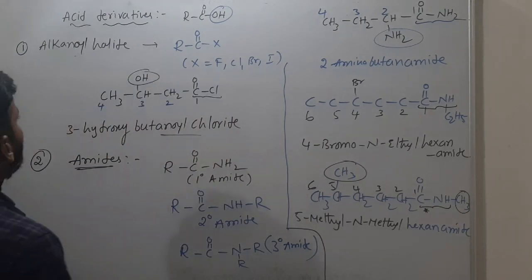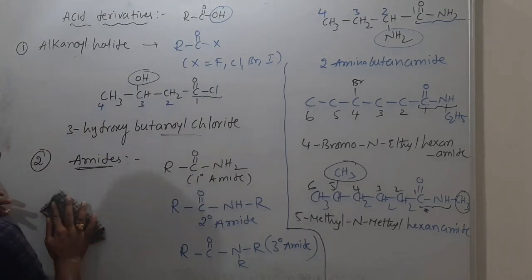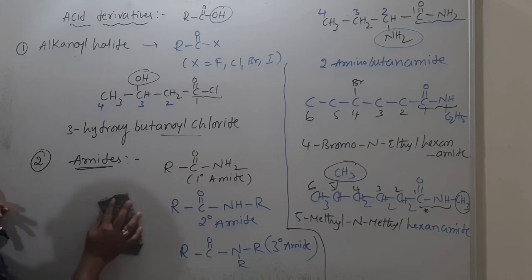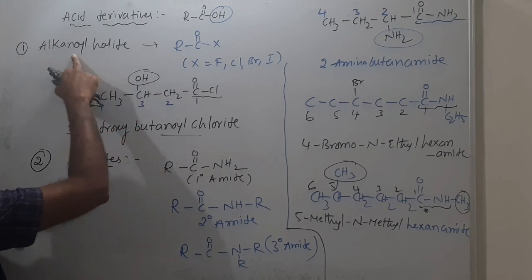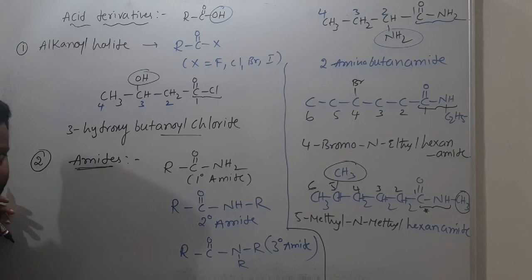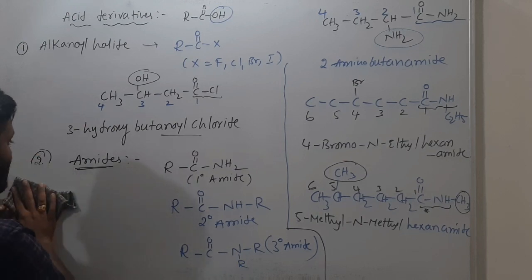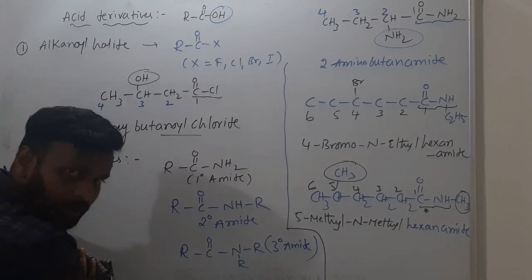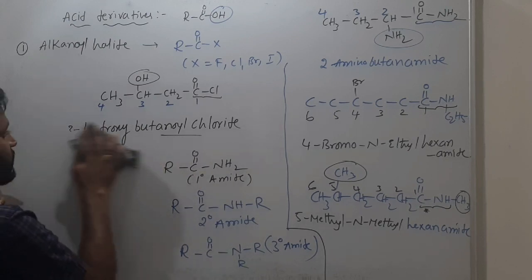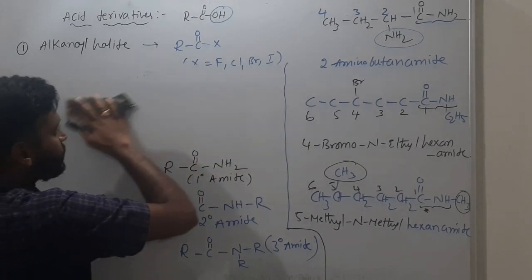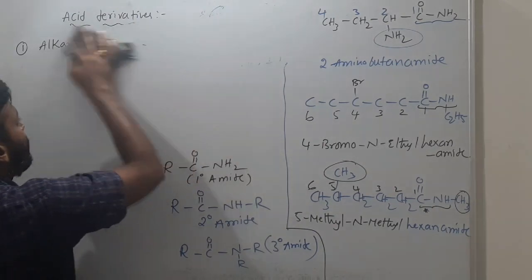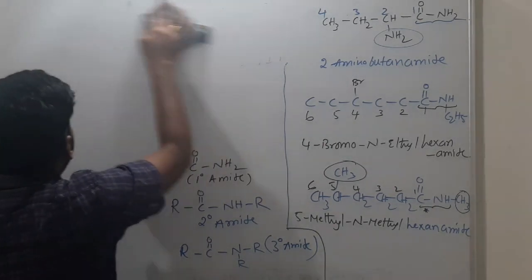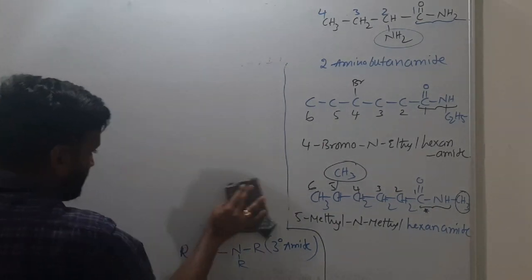So these are the names of the acid derivatives, acyl halides and amides. Okay, so pause the video and write down or take a screenshot. Next, we have to discuss a few more acid derivatives. What are the few more acid derivatives?